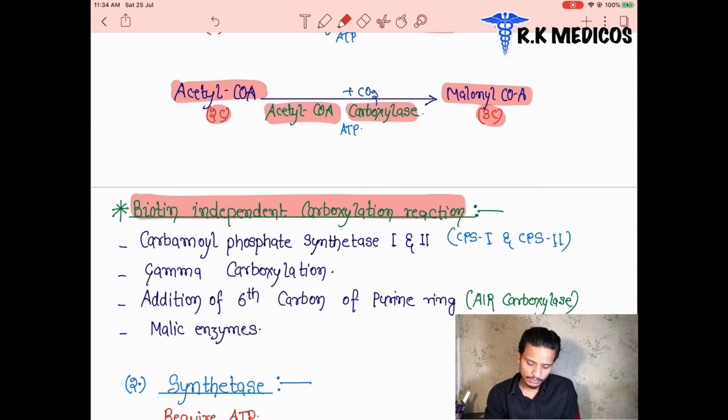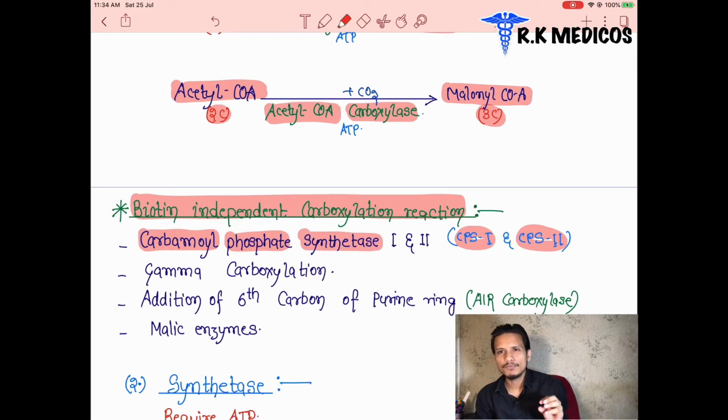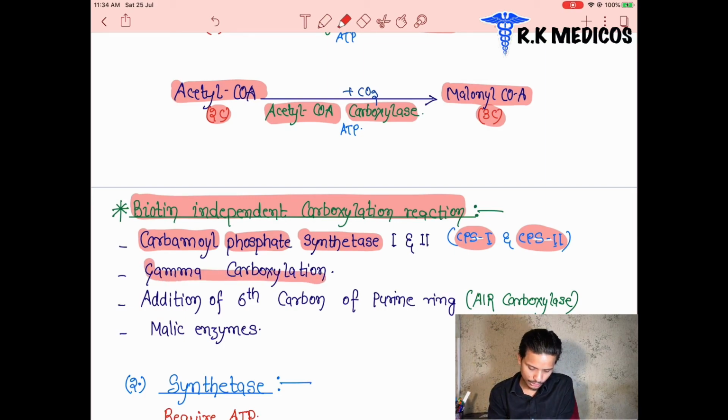So what are these reactions? CPS1, CPS2. What does it mean? CPS, carbamoyl phosphate synthetase. It is an enzyme, carbamoyl phosphate synthetase 1 and carbamoyl phosphate synthetase 2. These are the two enzymes which perform their action without using biotin. Also in the gamma carboxylation there is no use of biotin, and the addition of the sixth carbon in the purine ring, that is basically called AIR carboxylase, and the malic enzymes.